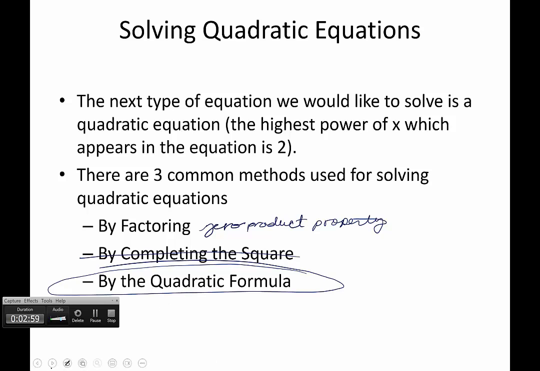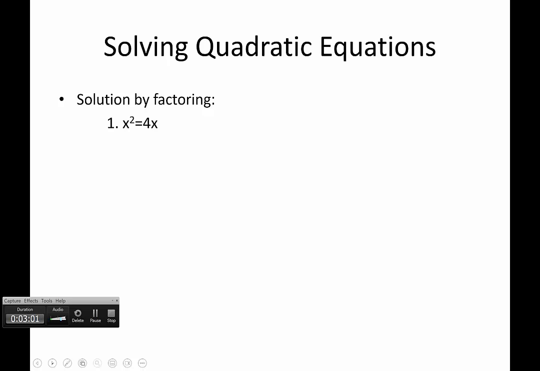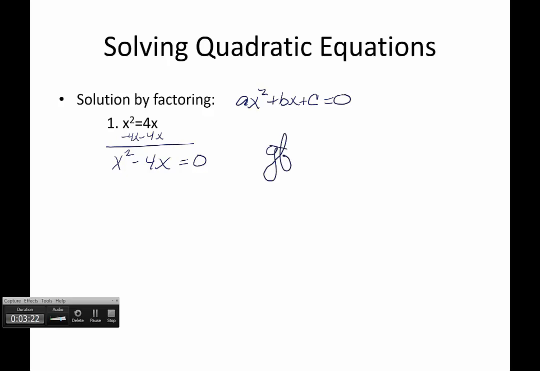So the first thing we're going to do is solve this by factoring. I always have to have ax squared plus bx plus c equaling 0. So I have to subtract 4x from both sides before I can do anything. Now this has a GCF, or greatest common factor, of x. So I'm going to pull the x out, and that gives me x times (x minus 4) equals 0.